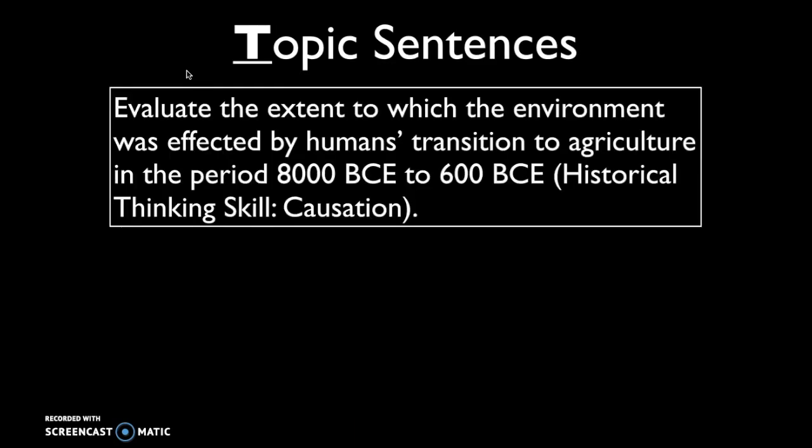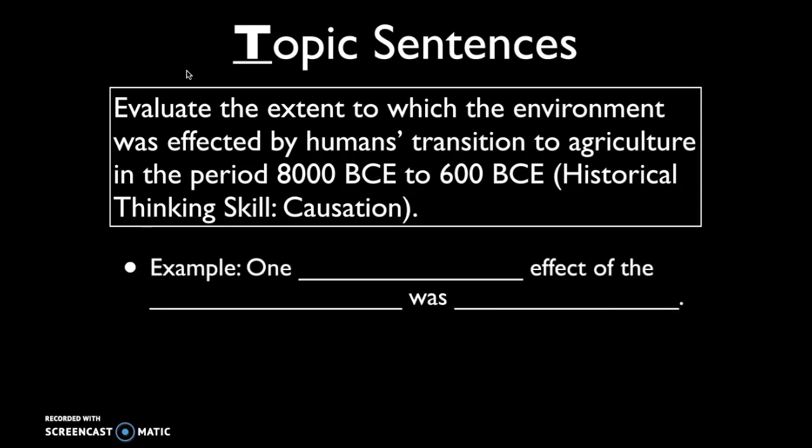So let's look at an example again. Evaluate the extent to which the environment was affected by humans' transition to agriculture in the period 8000 BCE to 600 BCE. And so it's focusing on the effects of the humans' transition to agriculture, and specifically they want to know about environmental effects. So if we were to write a topic sentence in response to this prompt, we would write something like, 1 environmental effect of the transition to agriculture was, let's just say, the use of water.